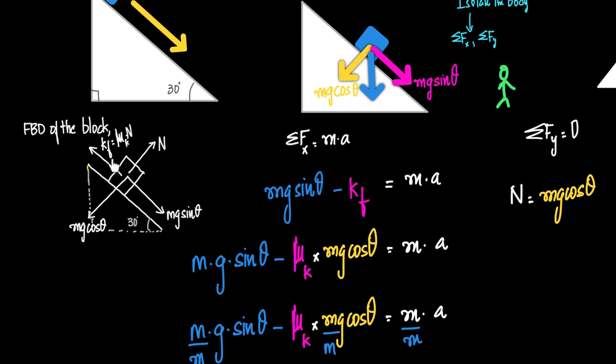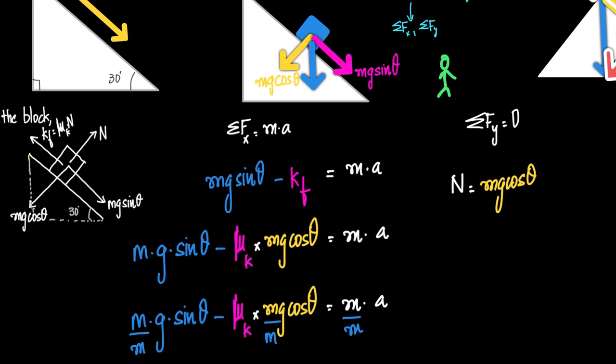So if you observe in this block, there is one component which is mg sin theta, the horizontal component. Vertical component mg cos theta, and since this is in contact with the surface, there will be a normal force, normal reaction acting perpendicular to it. So now let us apply sigma fx is equal to ma and sigma fy is equal to 0.